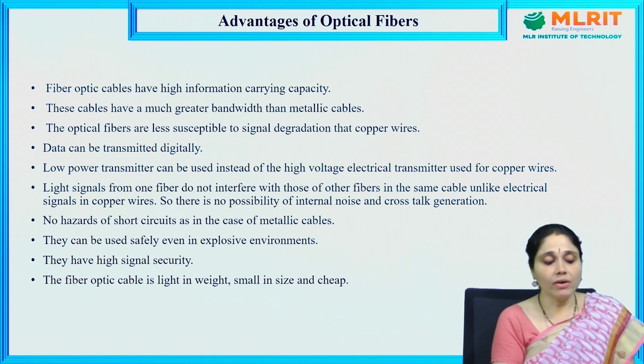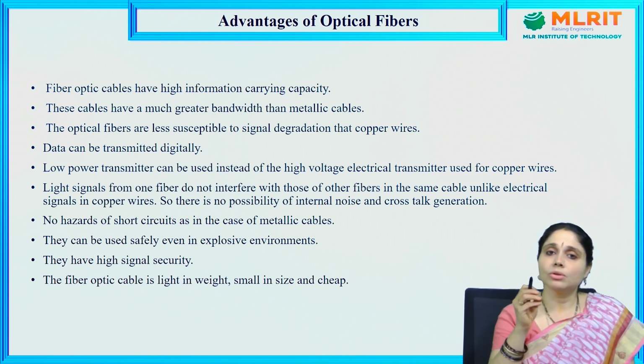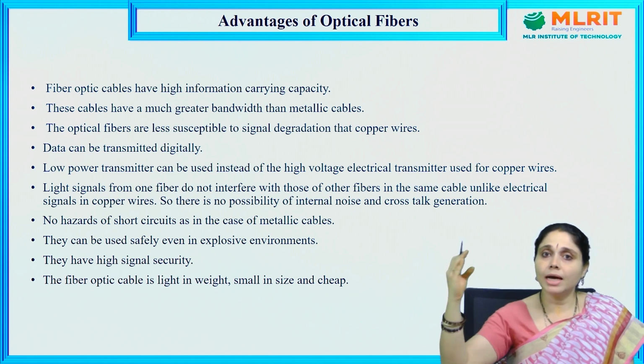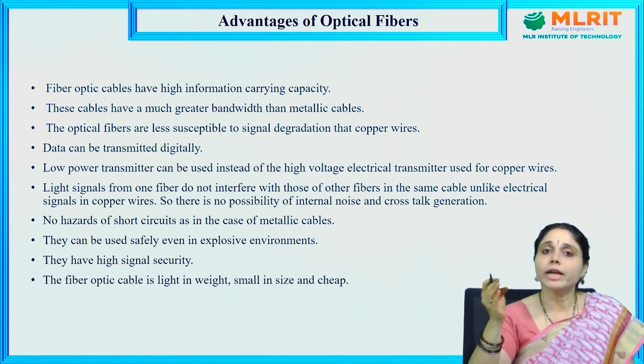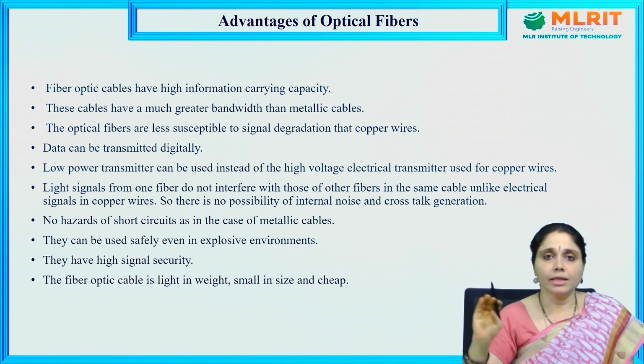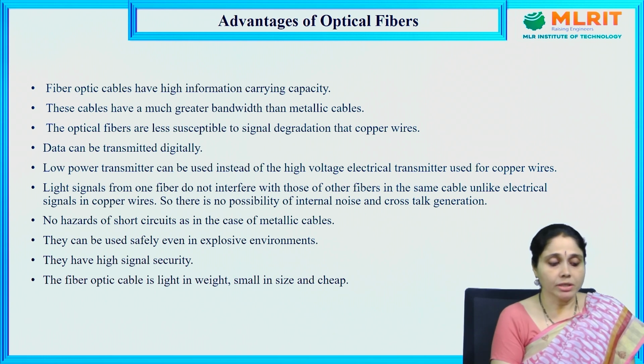Light signals from one fiber do not interfere with the other fibers in the same cable, unlike electrical signals in copper wires. So whichever data is sent through one optical fiber will not get mixed with or interfere with the data of the other cable. There are no hazards of short circuit as in the case of metallic cables. They can be used safely even in explosive environments. They have high signal security, and also fiber optic cable is lightweight, small in size and cheap.